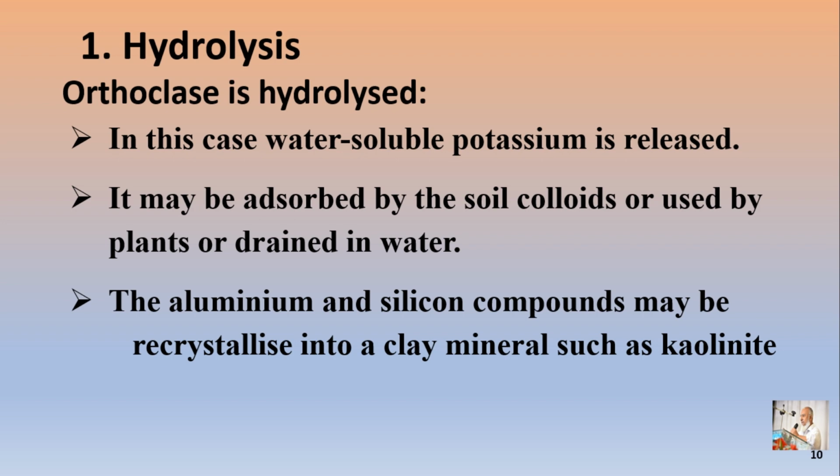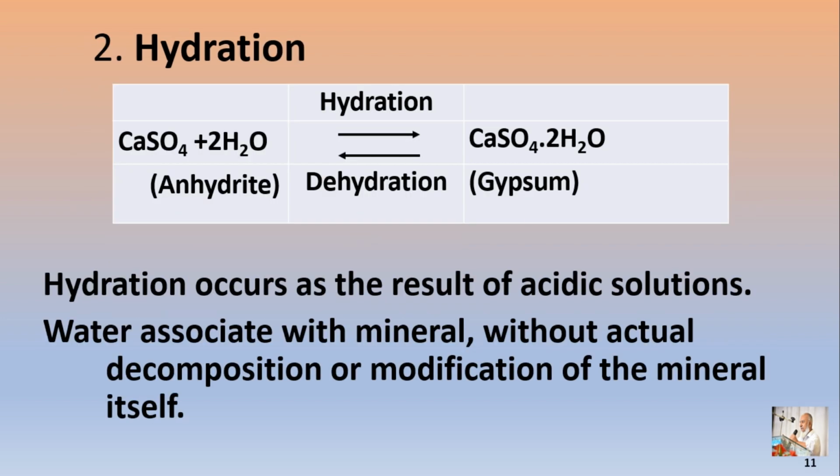We said in the beginning that it may be washed out, or retained or taken up by plants or animals. So in this case, you can see it is absorbed by the soil colloids, used by the plants or drained in the water. The aluminum and the silicon compounds may be recrystallized into clay minerals such as kaolinite. This is again an example. This is a reversible reaction.